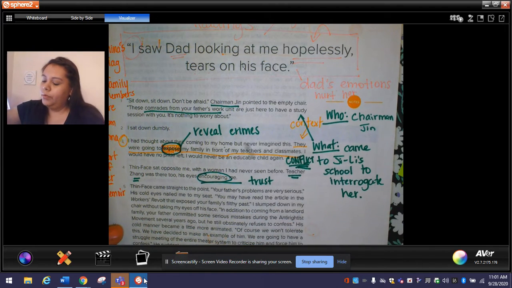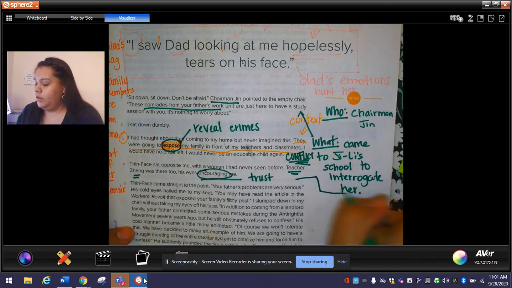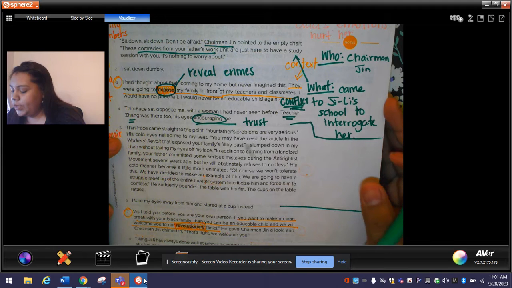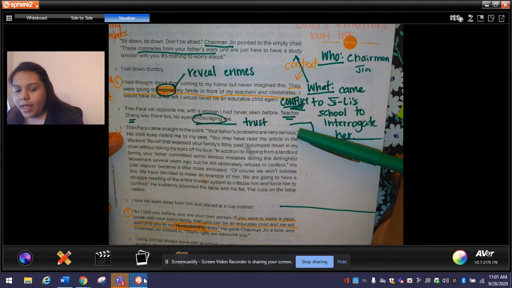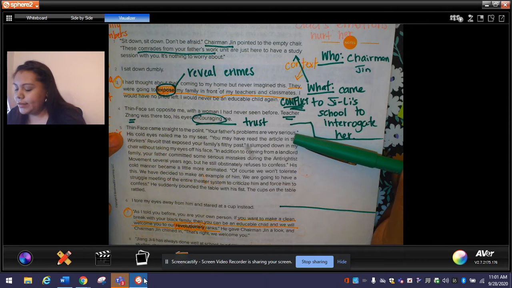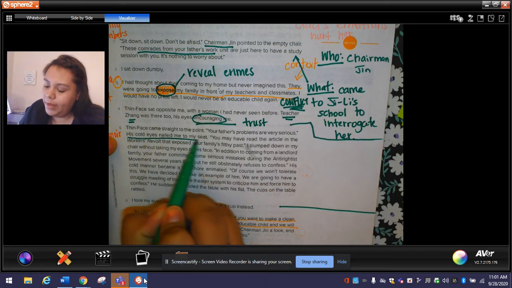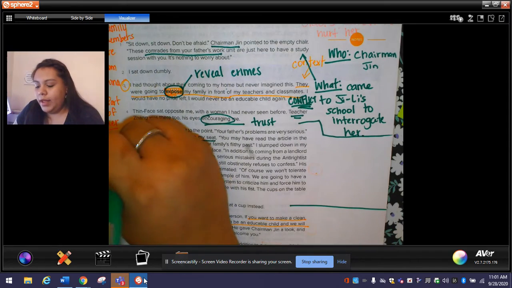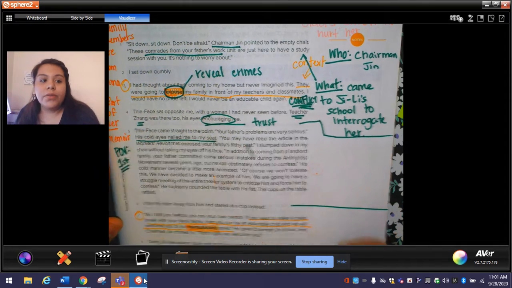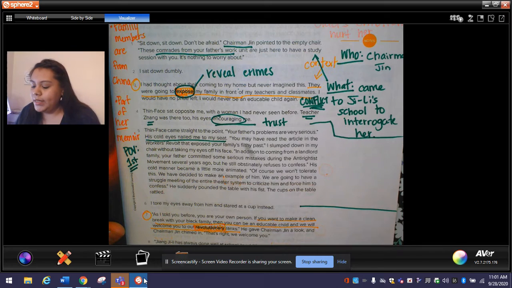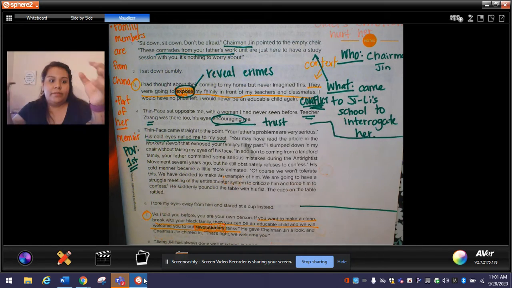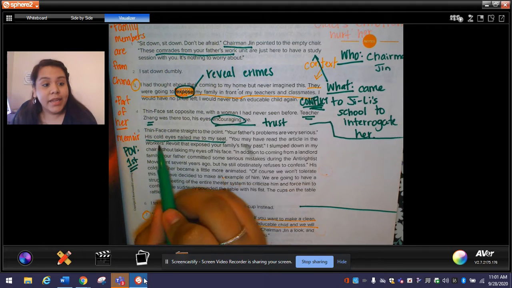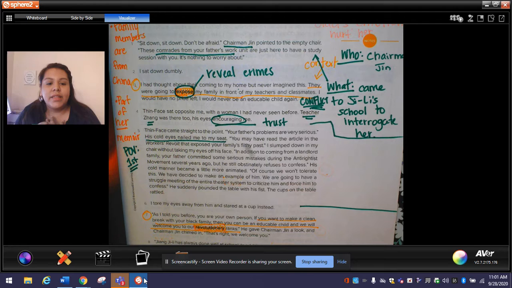So I'm going to keep going through paragraph 5. I'm going to draw a little line so I can organize myself a little bit more. Thin Face came straight to the point. Your father's problems are very serious. His cold eyes nailed me to my seat. This sentence right here: because the point of view of my story is first person, I know the thoughts and feelings of the character. When it says his cold eyes nailed me to my seat, that doesn't mean that his eyes came out of the eye sockets and got a little hammer and started hitting her to the seat. No. I know what she's thinking and I know what she's feeling. At that point, it's figurative language. This is how she's feeling, just scared, terrified that she can't move.